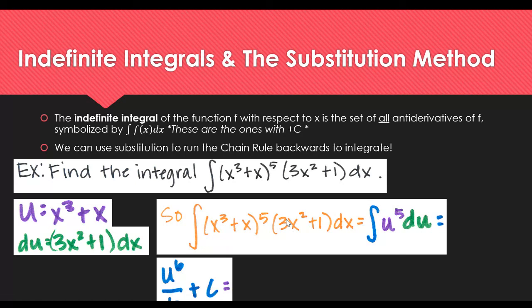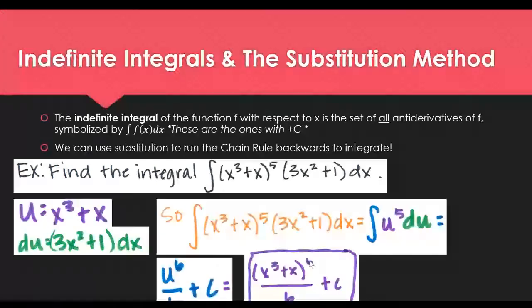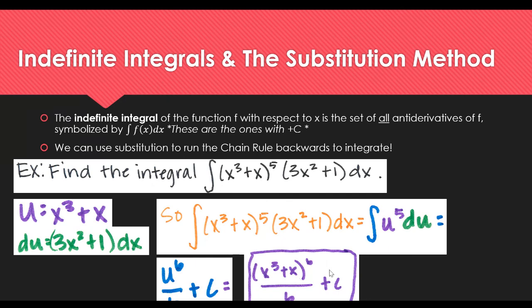Done. Except that's not my final answer because I want to know what the integral of this is, not what the integral with u's are. But I know that u is x cubed plus x, so I plug that back in. Where I see u, I put in x cubed plus x to the 6th over 6 plus c, and that's it. I'm done. Answer found. So that's how that substitution works. You want to find what's happening, make the inside stuff u, find the derivative, replace it, and then solve it out. So let's try some more.